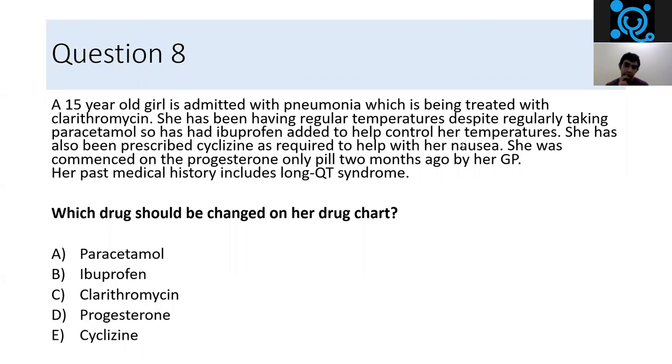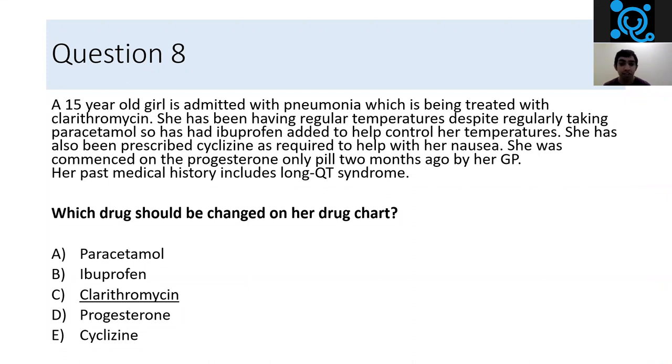So half of the people have gone for option C, and the next most popular option is 30% going for option E. Clarithromycin is the correct answer. So macrolides in particular are known to further prolong, or have a risk of prolonging, your QT interval. So somebody with long QT syndrome, you should try to avoid the drug if you can.